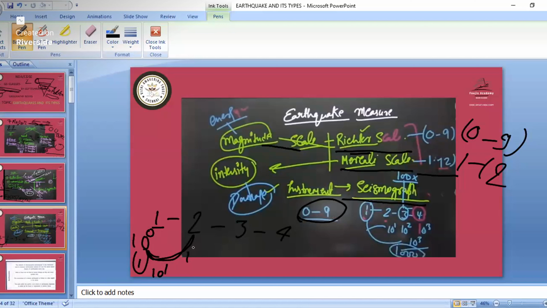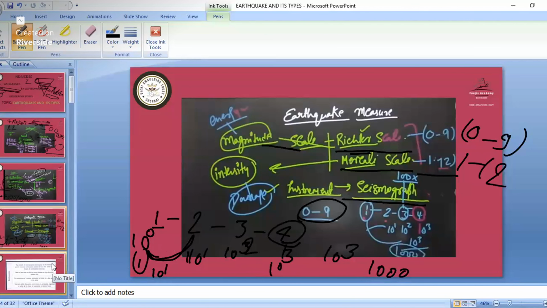So here on the 2 part, we will have 10 to the power 1. Then again, the third magnitude will keep on increasing: 10 to the power 2, then 3. So by multiplying by 10 each time, it keeps on increasing. In that way the magnitude measurement is written. Suppose it is 4, then the magnitude is 10 to the power 3, that is 1000. So the magnitude of the earthquake is 1000.